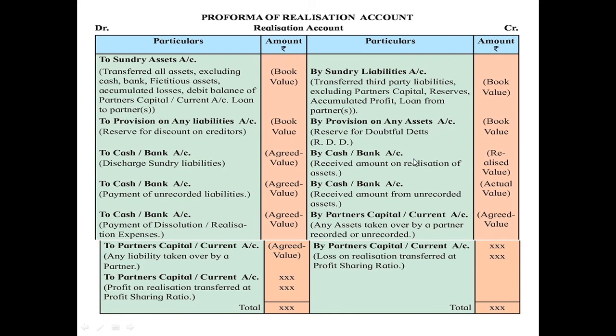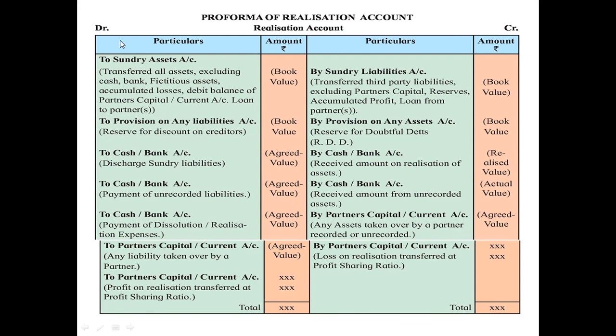Then by cash or bank account, when all the assets are sold, the business receives the cash. So cash comes into the business, so the next entry is for receiving the cash from the sale of assets. Now if there is any unrecorded asset found at the time of dissolution, that asset is also sold, so cash comes into the business, so here the entry is recorded. Then if any partner has taken over any asset, then that partner's capital or current account is debited, so here that entry will be recorded on the credit side of the realization account.